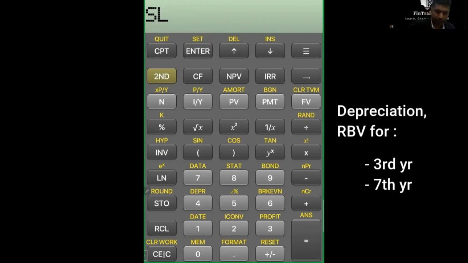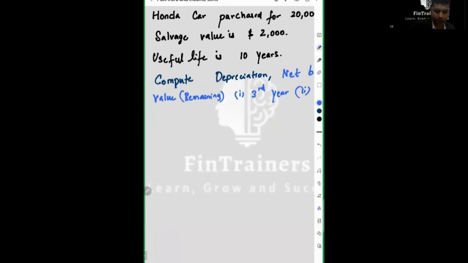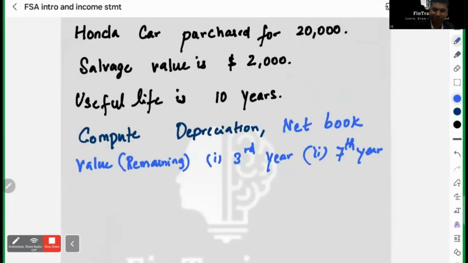And the numbers we're going to enter. Whatever question I showed, hopefully you noted it down. If not, I'm just going to share that question here. Honda car purchased for $20,000. Salvage value is $2,000. Useful life is 10 years. We need to compute depreciation expense as well as the book value remaining after the third year and the seventh year. It's a relatively lengthy calculation if you do it by yourself, because for the seventh year, for double declining balance method, etc., you need to calculate the ending book value.